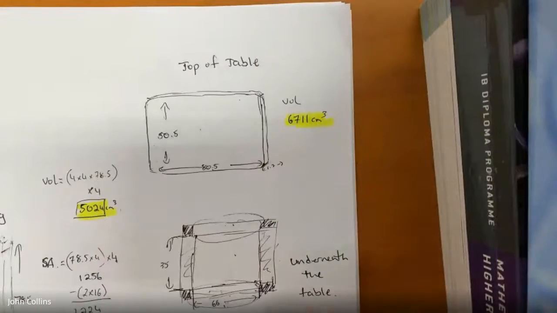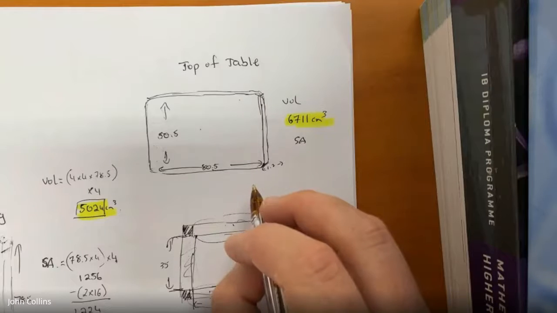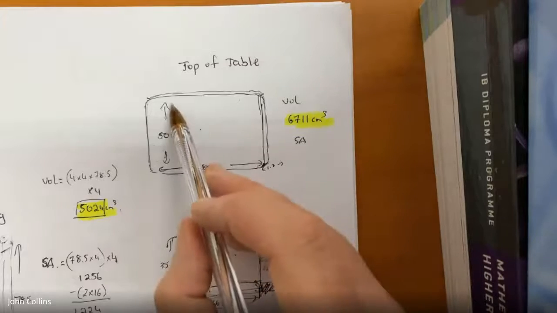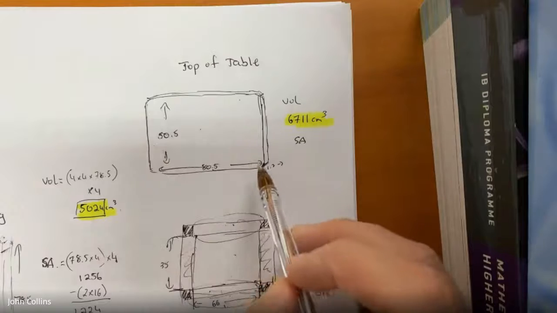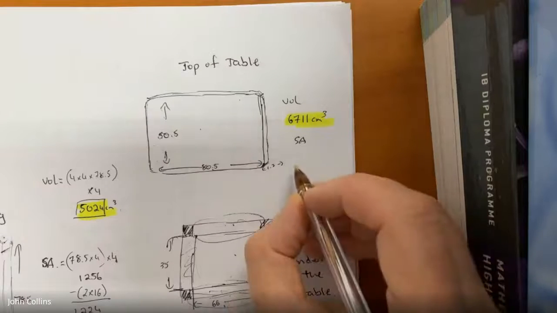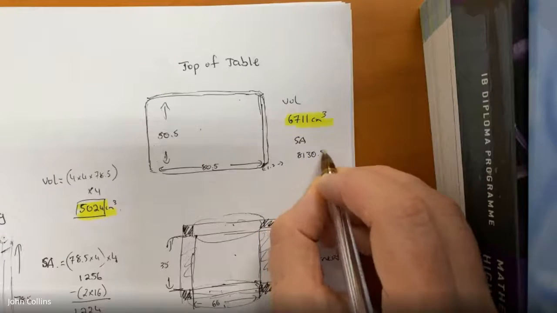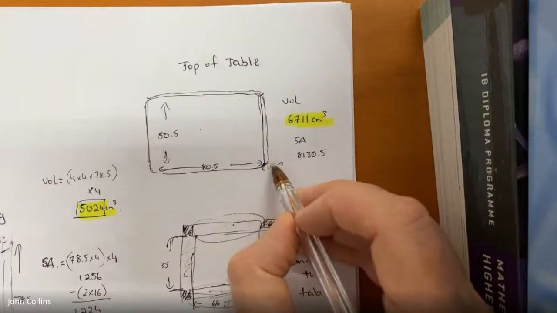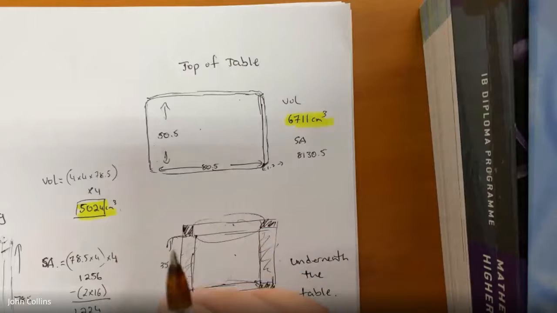The surface area of the top is a little bit trickier. It's 50.5 times 80.5 times 2. So that's the 8130.5 if I do those two. And then there's a load of surfaces around the outside here. So 80.5. Oh.